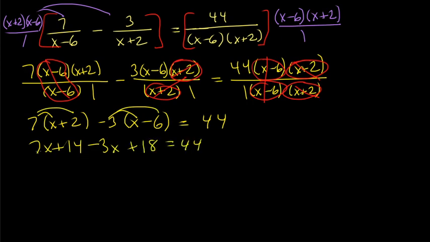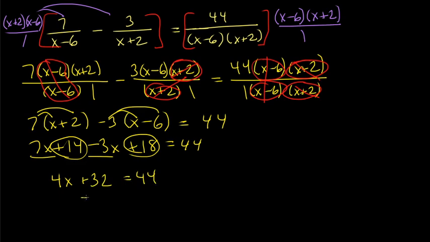So 7x minus 3x is 4x. 14 plus 18, 32, and that equals 44. So subtract the 32 from both sides. 4x is going to be 12. And then divide by 4. So x is 3. So we got our solution. x equals 3.